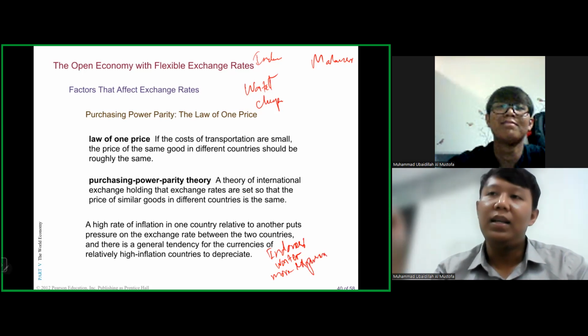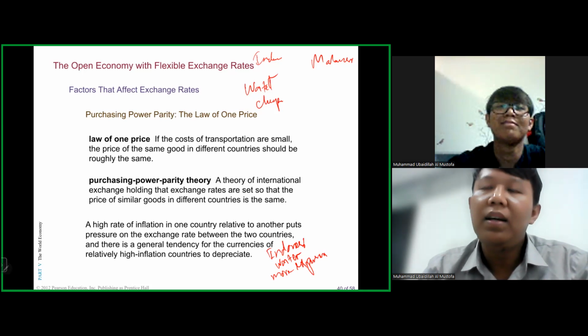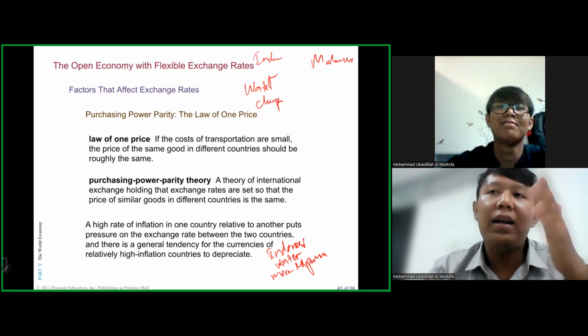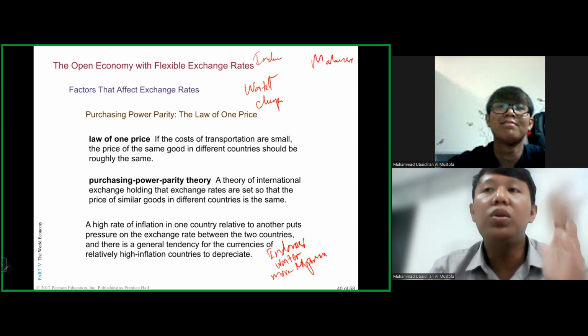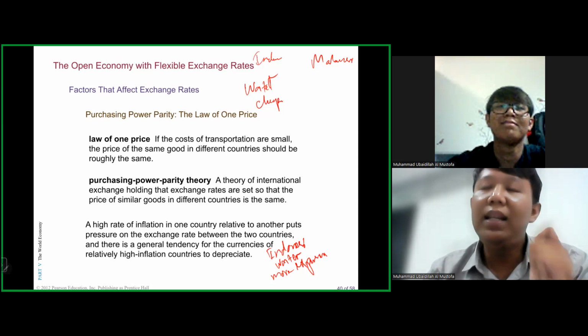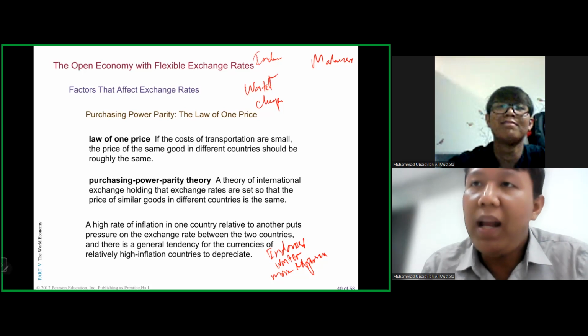Once we have more expensive products, nobody wants to buy from us. In this case, our exports will decrease. Nobody wants to buy from us, so the demand for our local currency, the Indonesian rupiah, will also decrease because nobody wants to buy our products. Our currency demand will decrease. The decrease in the demand for our currency will make our currency depreciate in value.